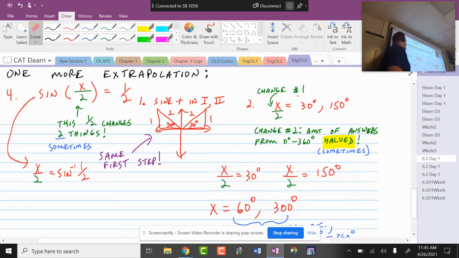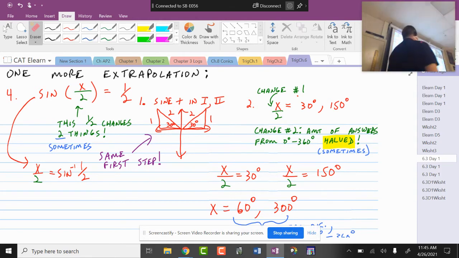When I take 2 times both sides, I get 60. 2 times this 300. Okay, so it did stay between 0 and 360. The reason I did not add 360 is that would be 390 times 2. The directions say I want answers from 0 to 360. That's way out. So I don't do that.